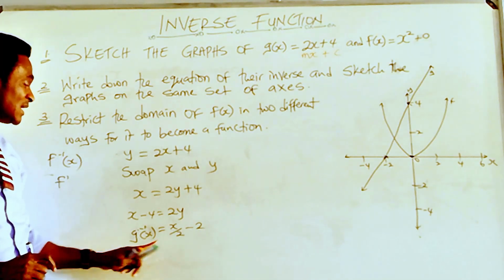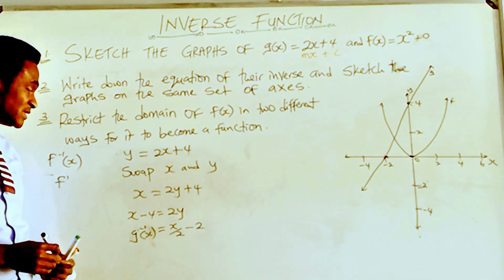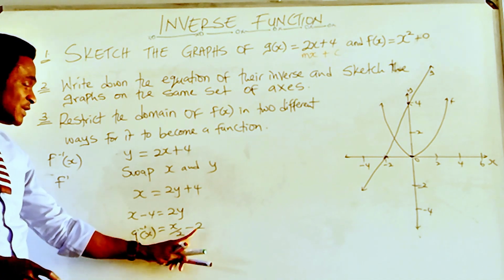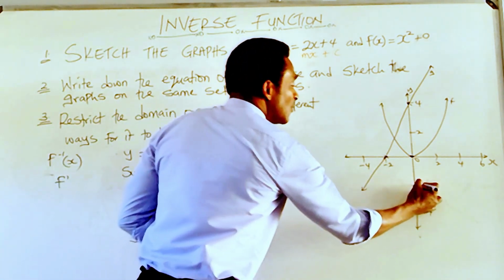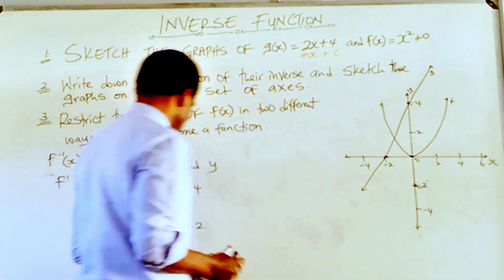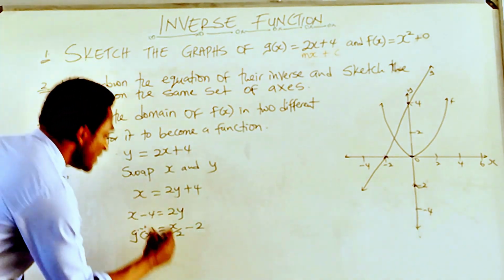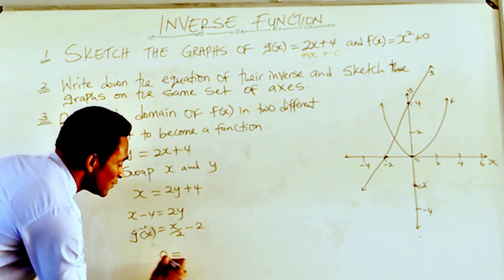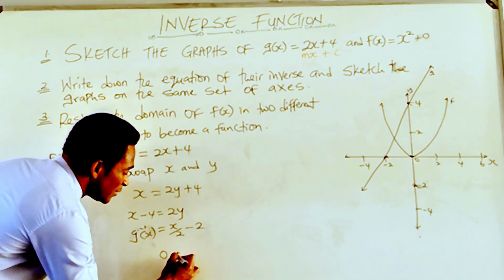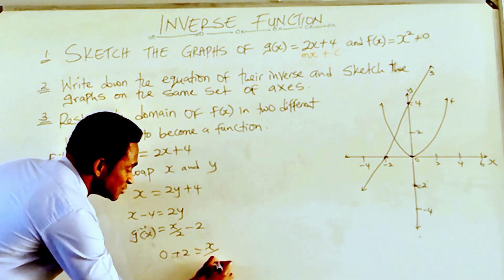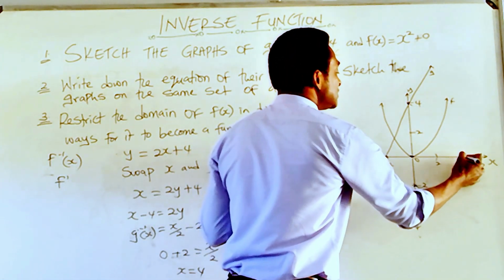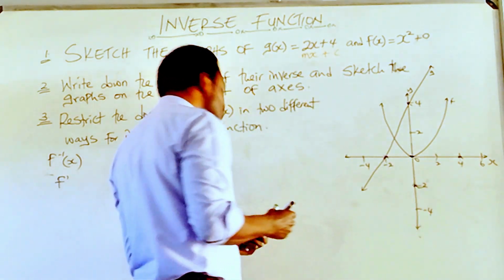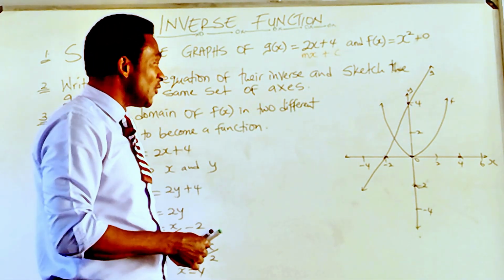What do we do next? Let's sketch the graph of the inverse on the same set of axes. -2 is our c, so that serves as our y-intercept. For our x-intercept, make y 0, so we have 0 plus 2 equals x over 2. So x equals 4. Our x-intercept will be at x equals 4.